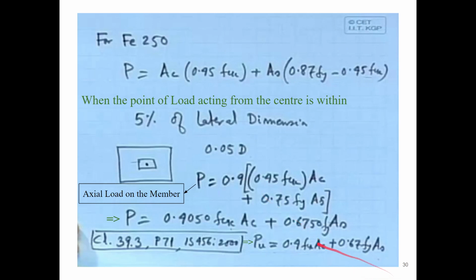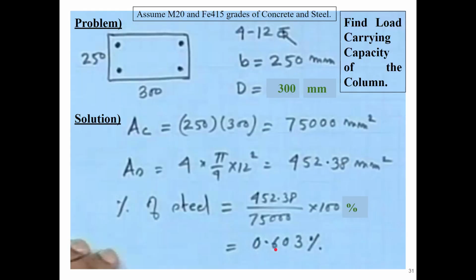The load carrying capacity will be 0.4 fck Ac plus 0.67 fy As, as per clause 39.3, page 71, IS 456:2000. So let us come to a problem. For example, these are the dimensions: 250 is the width of the column, 300 is the depth, and there are four rebars of 12 mm diameter. Let us assume M20 and Fe415 grades of concrete and steel. Let us find the load carrying capacity of the column.